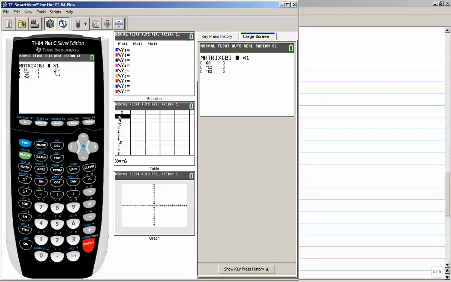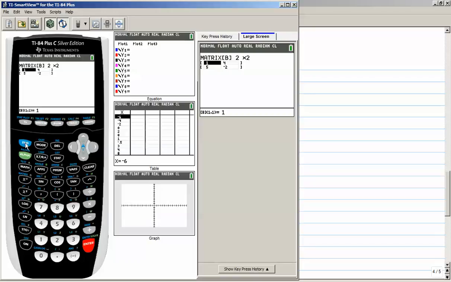Mine was set up as a 3x1, but I need to change it to a 2x2. I think I can hit 2 and then enter. There we go, 2 by 2. And now let's put in the numbers that I had, which were 1, 4, 5, and -2. And now I have matrix B.